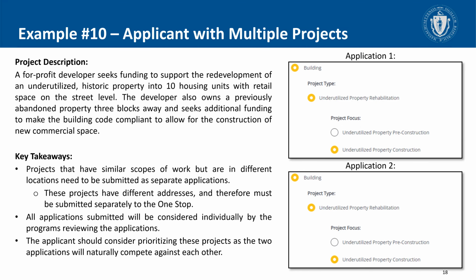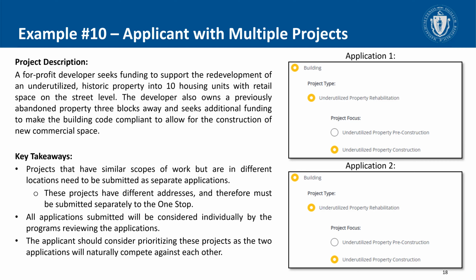In our last example, we have a for-profit developer that is looking for funding to support the redevelopment of an underutilized historic property that they'd like to turn into 10 housing units with retail space on the street level. The developer also owns a previously abandoned property 3 blocks away and seeks additional funding to make the building code compliant to allow for the construction of new commercial space. So the two projects described here have similar scopes and will likely result in similar applications. However, they are in different locations and need to be submitted as two separate applications. They're two separate projects.